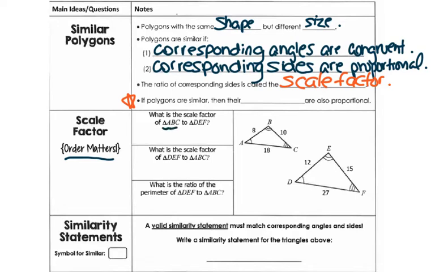So I'll take one side measure from ABC. I'll take the smallest side measure, which happens to be 8. Now, the smallest side measure on this triangle will correspond to the smallest side on the other triangle. Now, between 12, 15, and 27, 12 is the smallest side. So we're going to compare 8 to 12. Now, you can do this one of two ways. You can write it with a colon, or if you'd like, you can write it as a fraction, 8 over 12. So if that helps you reduce, you can do this. And we get 2/3. So the ratio of ABC to DEF is 2/3.